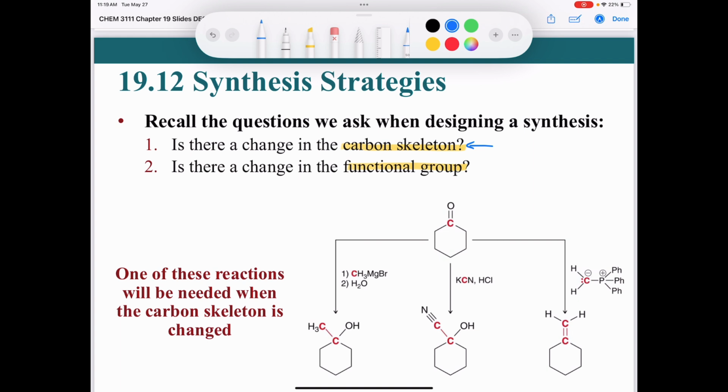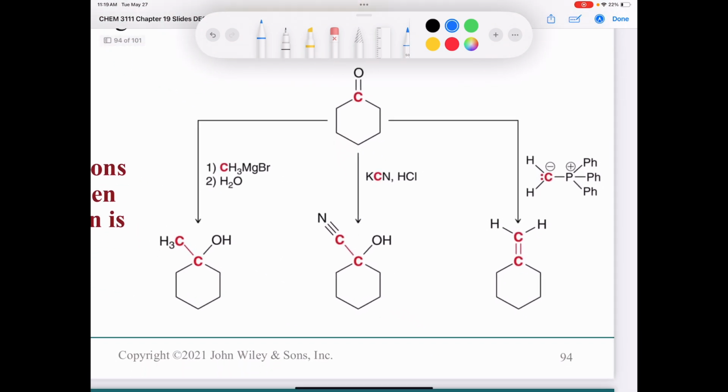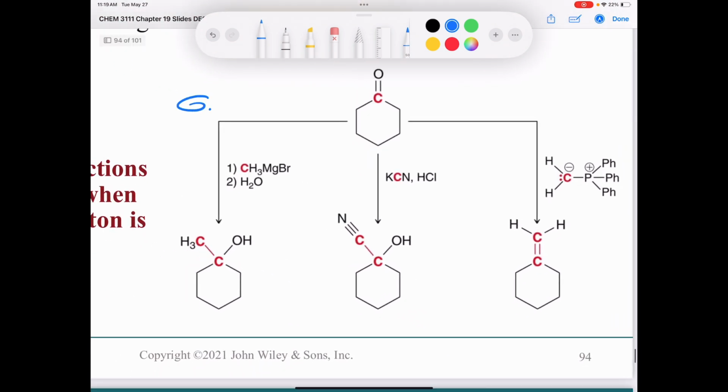So the reactions that we went over in this chapter that change a carbon skeleton would be the Grignard, and that's not new. Then we looked at cyanohydrin formation, and then of course we covered the Wittig reaction. Now the Wittig and the cyanohydrin are the ones that are new, but we looked at all three of these in detail in this chapter.